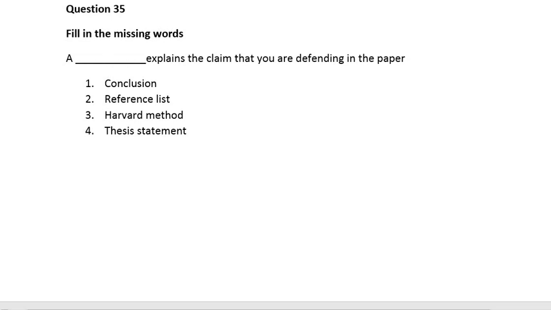Question 35. Fill in the missing words. A, that explains the claim that you are defending in the paper. Number 1, conclusion. Number 2, reference list. Number 3, Harvard method. Number 4, thesis statement. So guys, the correct answer is number 4, which is thesis statement.